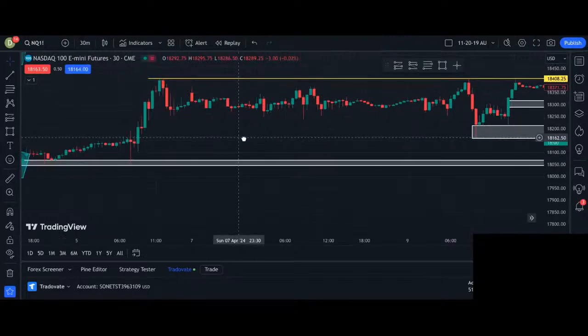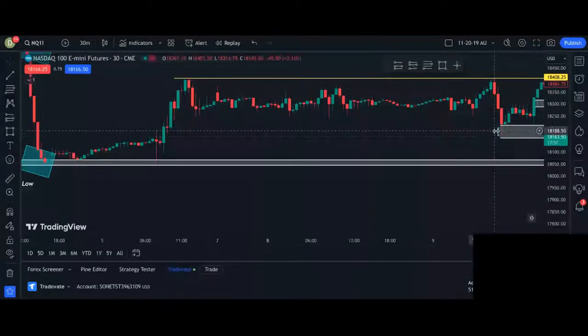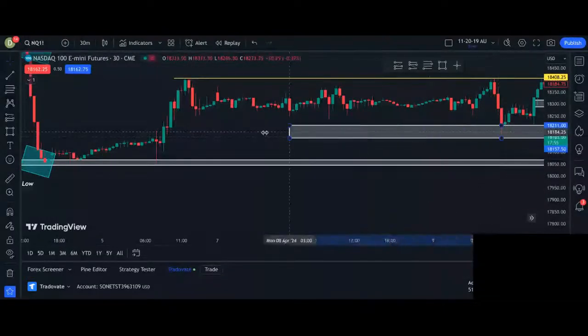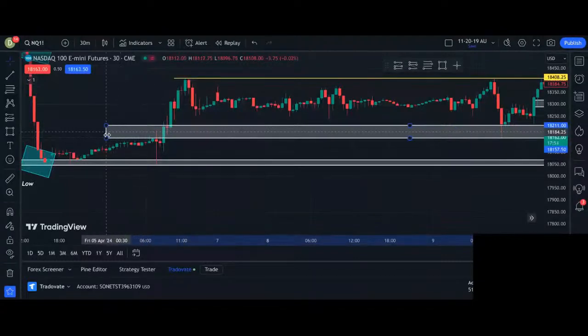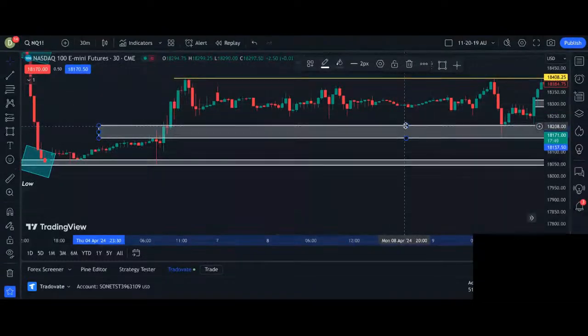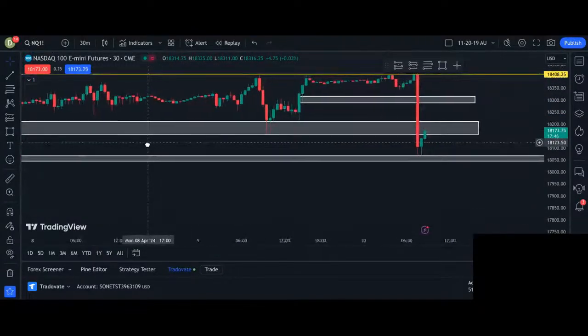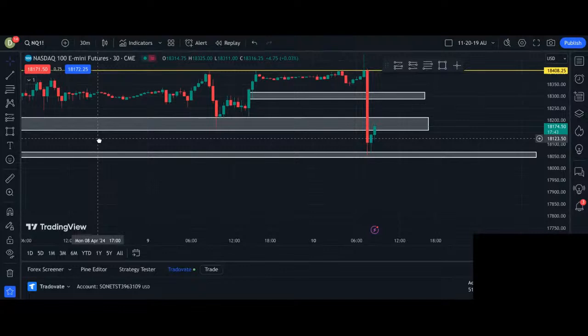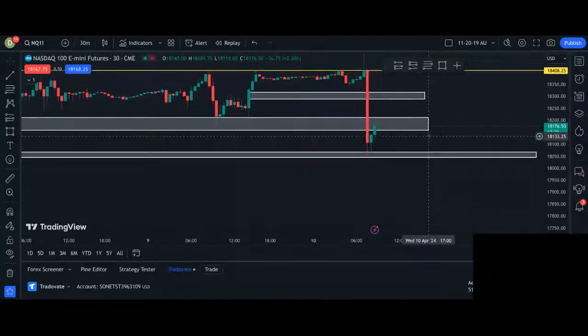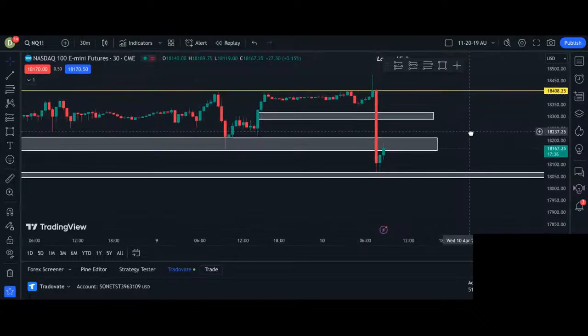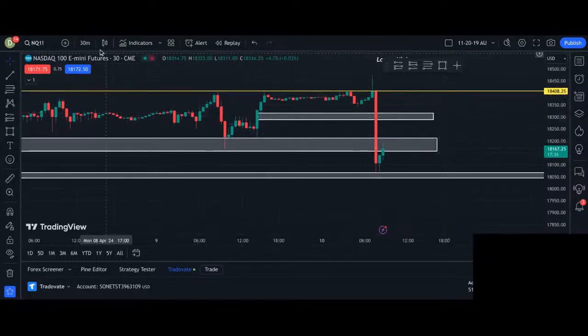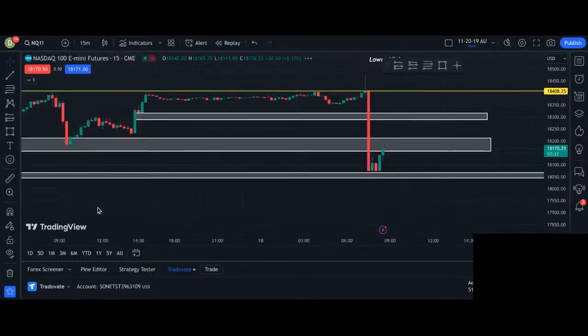Yeah, price played with this zone all the way back here, played with it back here. So this is a good zone. This is a good zone. Just got to see what price gonna do. Down to 15.